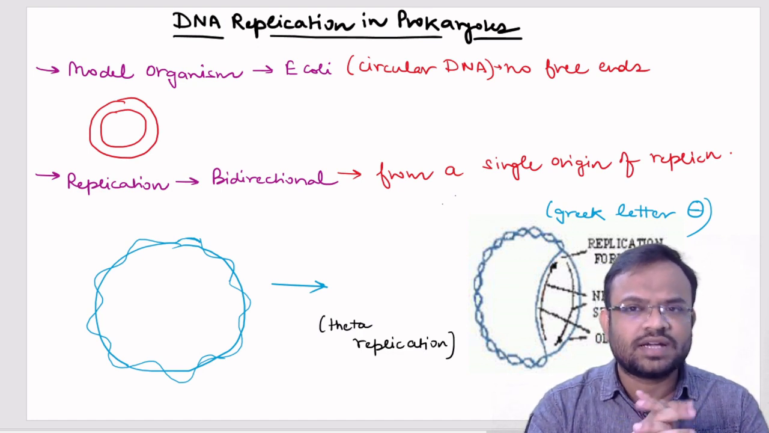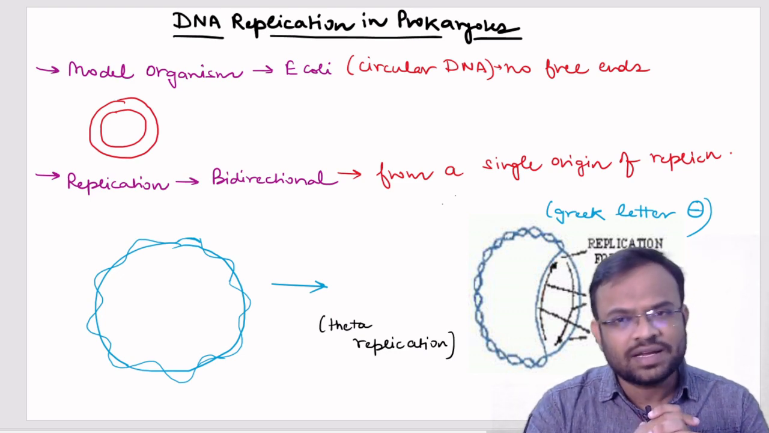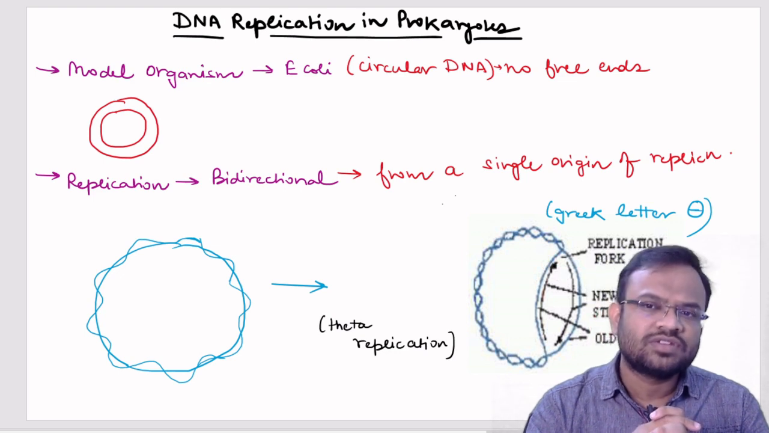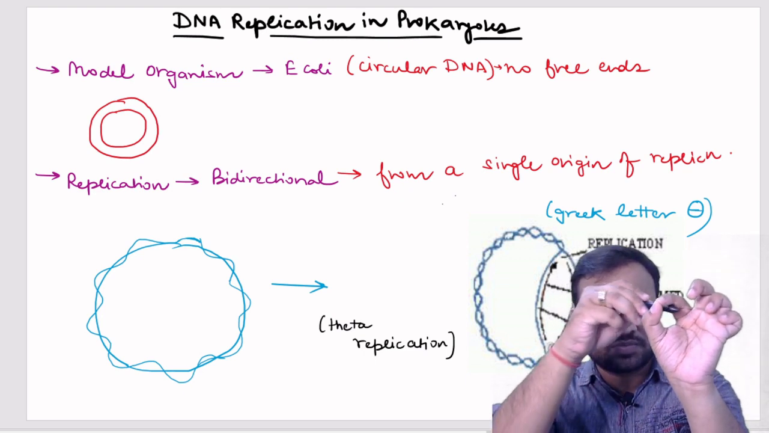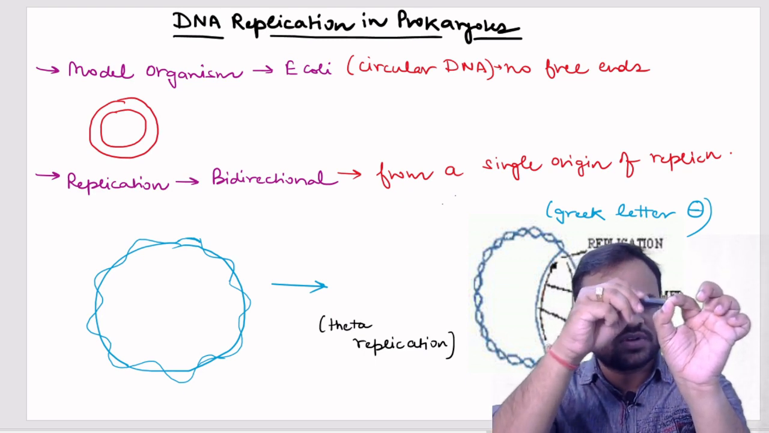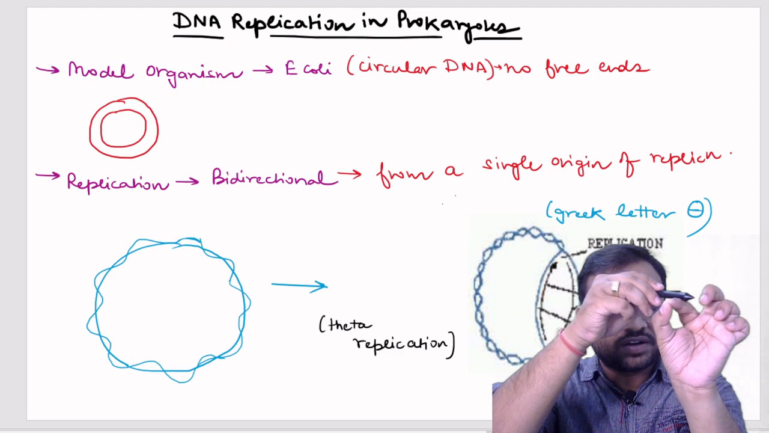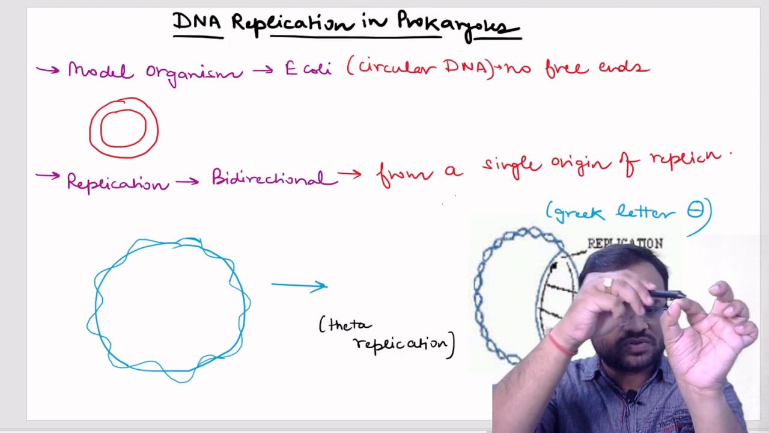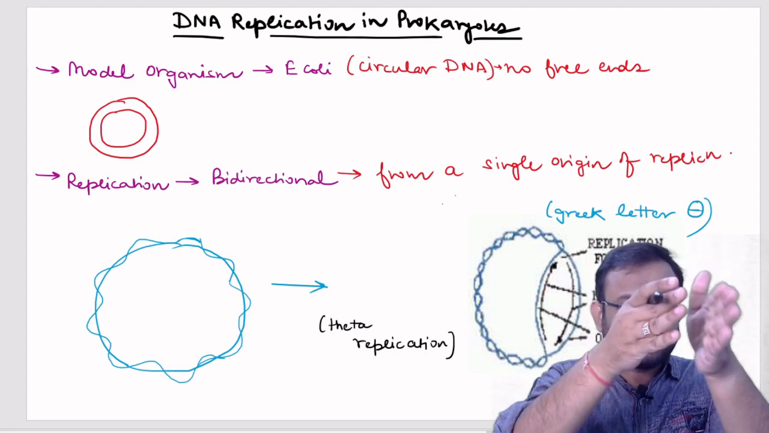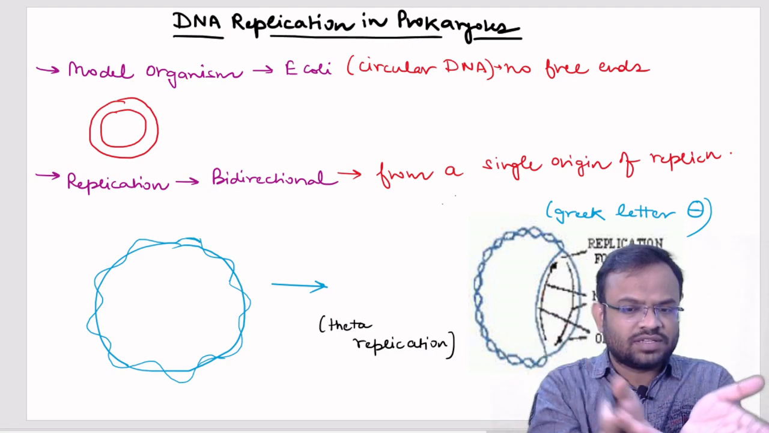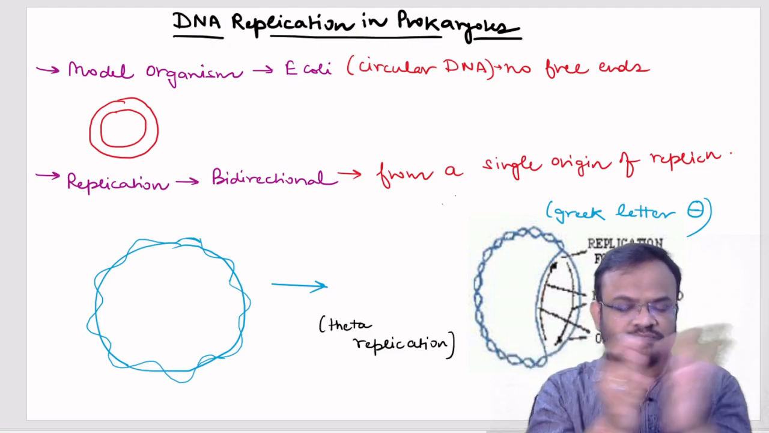The next important point is that replication in prokaryotes, or to be more precise in E. coli, is bidirectional. What does bidirectional mean? Suppose this is the circular DNA. This circular DNA will undergo bidirectional replication. That means the replication will start from here and proceed this way, and also from here proceed the other way. Starting from one point, it will approach in both directions, one in this direction and one in this direction.